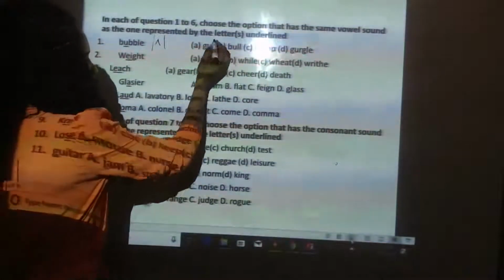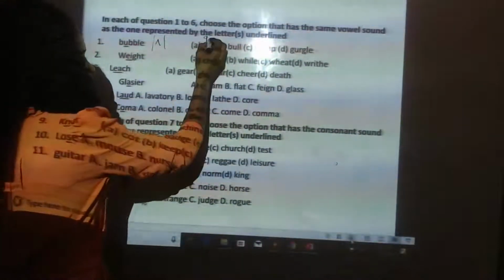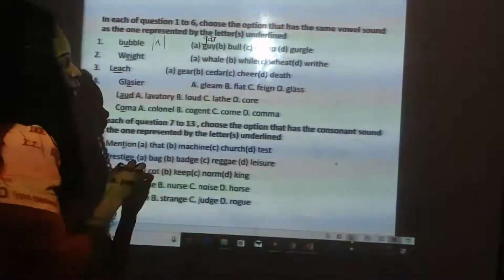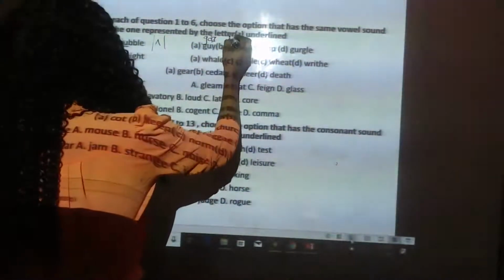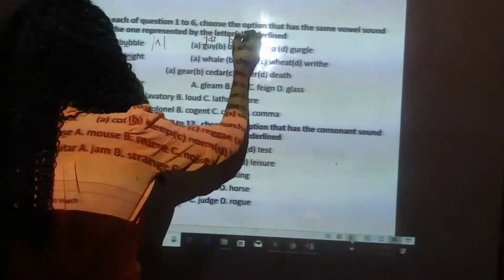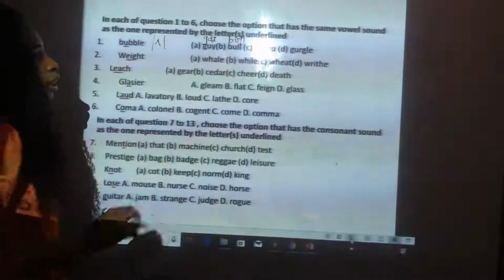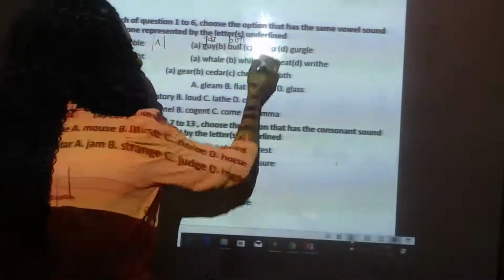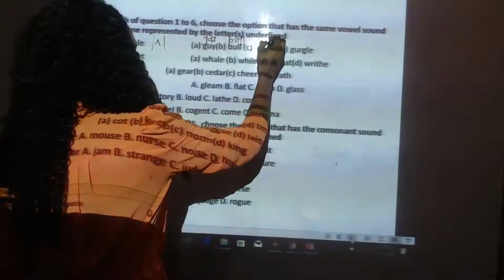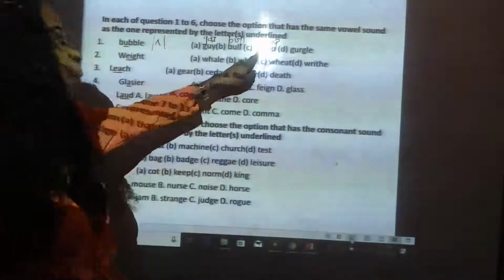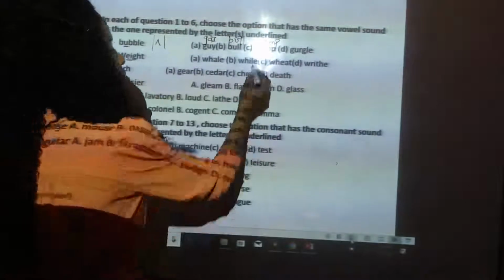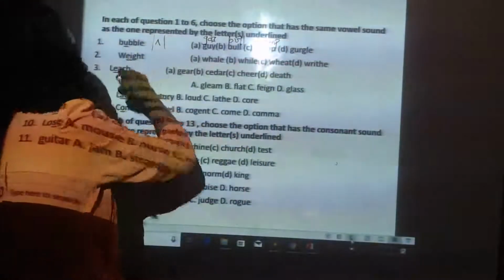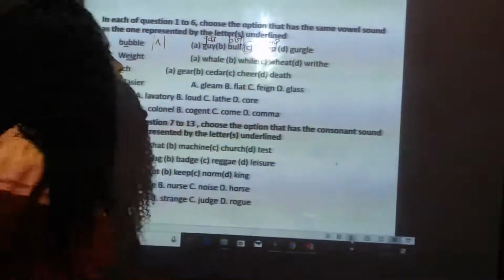A, we have guy, and guy is giving us g with the diphthong ai, so it is not our answer. Boo is giving us boo with the vowel oo, therefore it is not the answer. Now we have bum. Because this U here is also making the uh sound, just like the U on the line here, this happens to be our answer.